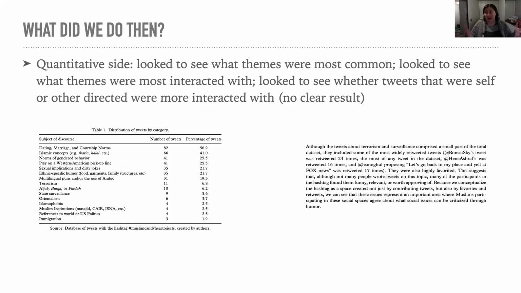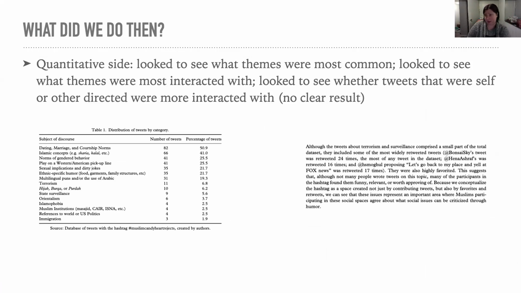So then after we have this data set of tweets, which contains the full text of the tweet, Twitter's great to work with because the whole thing is quite short, and then all this other mathematical information. So the first thing we did is we looked to see what themes were most common, looked to see what people interacted with, looked to see whether self or other directed led to interactions. And so we get a couple of different approaches. On the left here, we have the distribution of tweets by category.